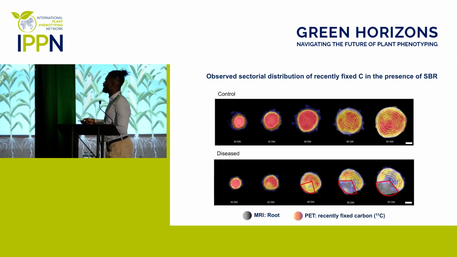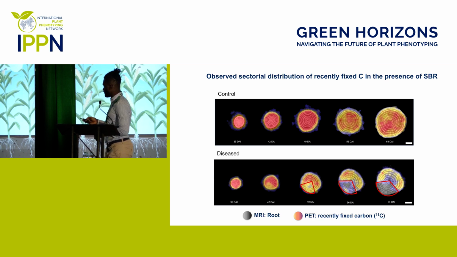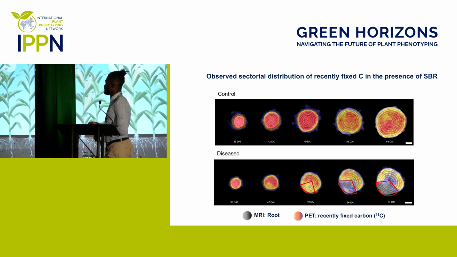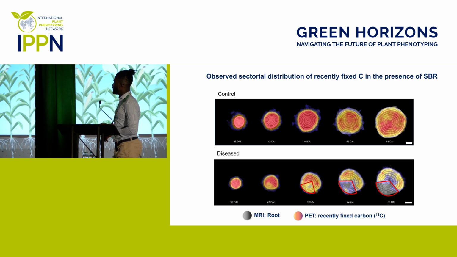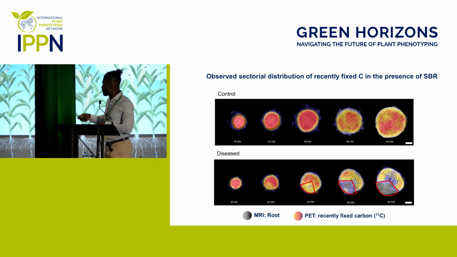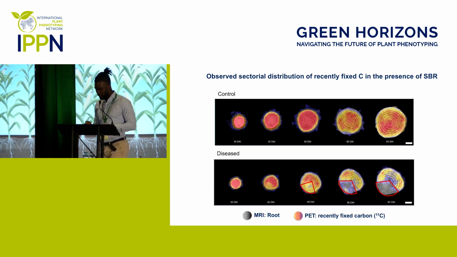In fact, we didn't do this just for a snapshot. We did this temporally also. And here we had an indication that the sectoriality was already showing up at 42 days after inoculation, but it was really very prominent at the later stages of infection. One thing I forgot to mention earlier is that in these figures, the gray part shows the MRI and the colored section shows the tracer we applied.